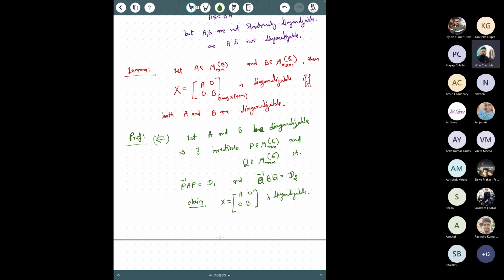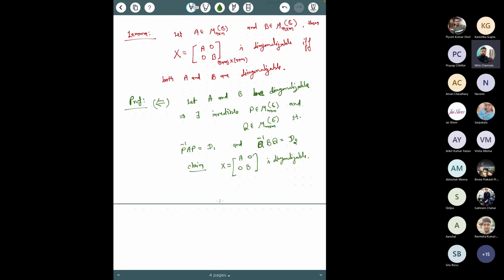So we have to find a matrix, let us call this matrix Y. We need to find a matrix Y of size n plus m cross n plus m such that Y inverse XY is diagonal. Can you tell me what I should choose for this Y? P 0 0 Q. So you are saying P 0 0 Q. Now why this matrix?